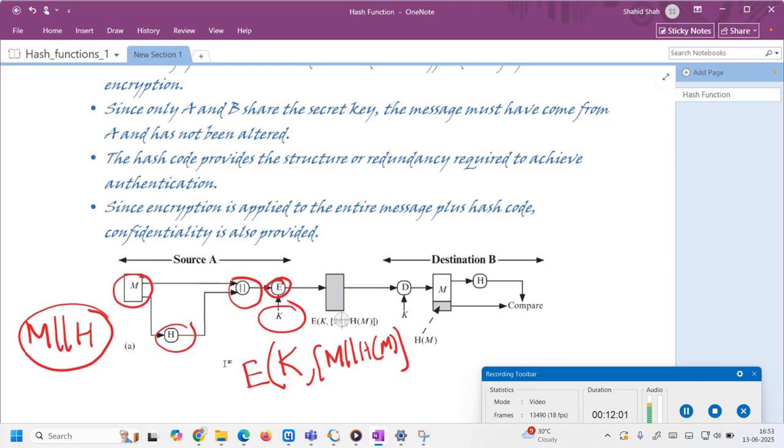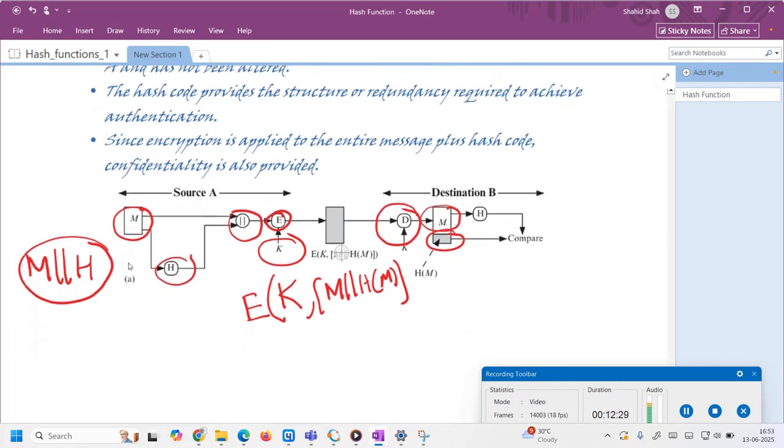Now you see you have encrypted it, hence confidentiality is added. The hacker cannot know what it is because the hacker does not know the key, but the destination has the key. So the destination will start the decryption algorithm. Once the destination decrypts, it knows that the first part is M and the second part is the hash, and it will compare and ensure that there is no breach in the data integrity. This is one way out.